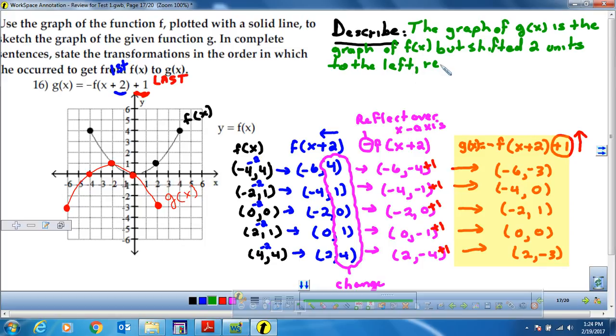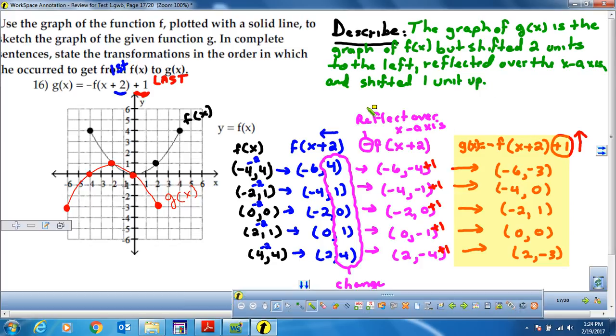comma. Then the second one in pink, it says reflected over or about the x-axis, comma. And now finally we're going to say and the final transformation was that it was shifted 1 unit up or upward. And this basically completes my description.